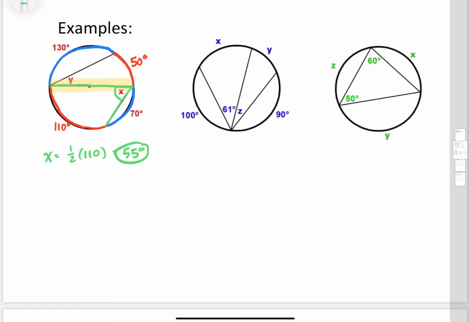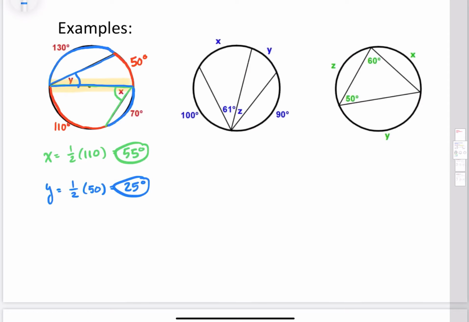We could also do the same thing on the other side. If we want to figure out what angle Y is, well, if I take a look at angle Y here, the intercepted arc is right across at 50 degrees. So the arc itself is 50 degrees. Well, Y is going to be half of 50, and half of 50 is 25. So that's 25 degrees. So we now found X and Y.